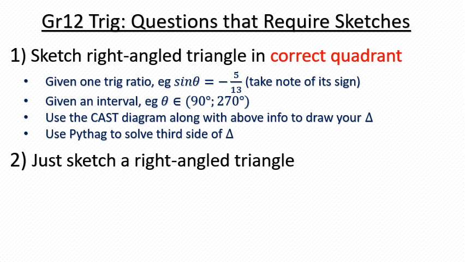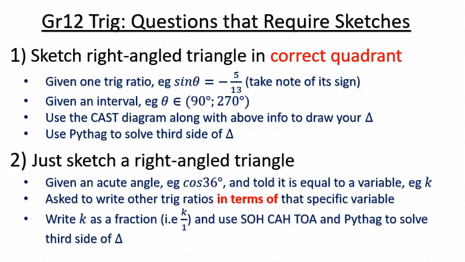The second situation in which you'll need to sketch is when you are given an acute angle. So now you're not given a fraction, now you're given an actual degree. And that degree is always, well, 9 times out of 10, an acute angle. If it's bigger than 90 degrees, we can usually reduce it to an acute angle and then apply the same strategy that I'm about to show you now.